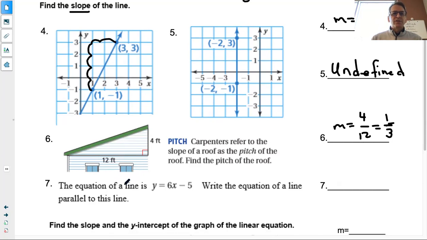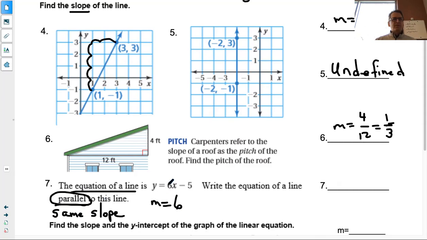Number 7 is also a slope question. It says the equation of a line is y is equal to 6x minus 5. Write the equation of a line parallel to this line. So you get to choose what the equation of a line that's parallel to this line. Okay, so if it's parallel, you're going to have the same slope. So that word parallel is going to mean that you're going to have the same rate of change. Same slope. So whatever you choose, you have to have a slope of 6. In this case, that 6 is the slope.